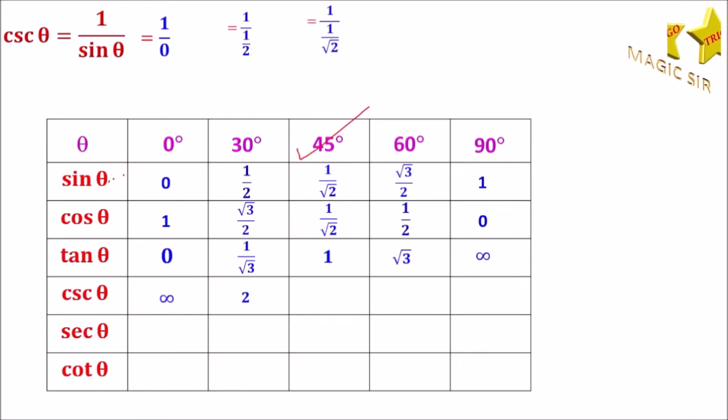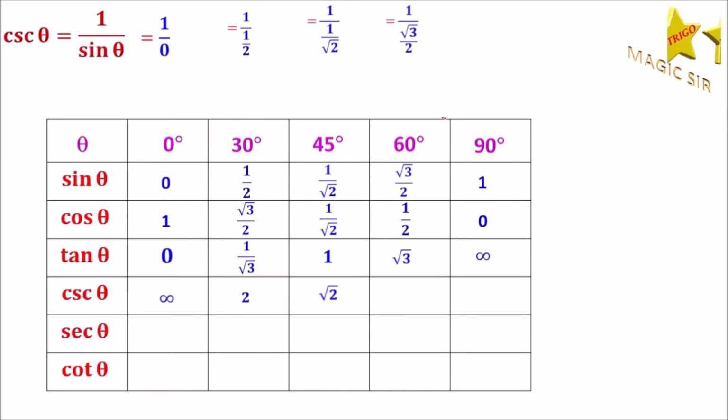For 45 degrees, sin theta is equal to 1 upon root 2. So cosec theta is equal to 1 upon 1 upon root 2 is equal to root 2. So we write cosec 45 degrees is equal to root 2. Note that 1 upon root 2 is the reciprocal of root 2.